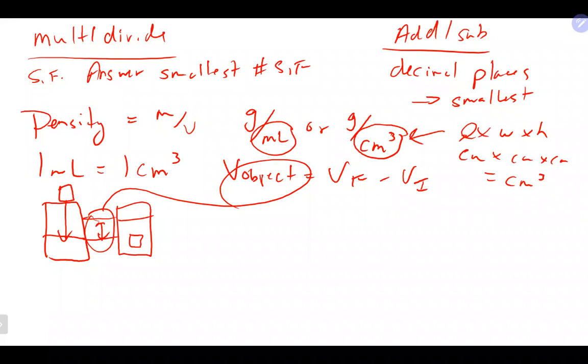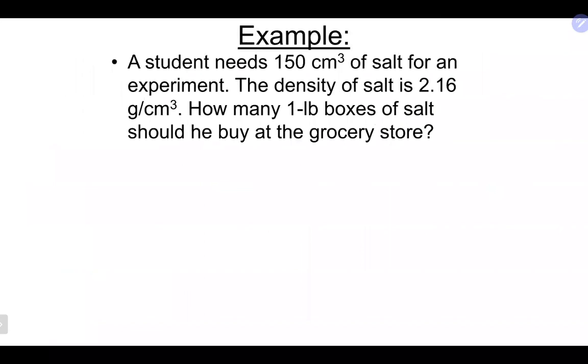Okay, so I think we have one more density example to roll with here, so we'll do that one. A student needs 150 cubic centimeters of salt in an experiment. The density of the salt is 2.16 grams per cubic centimeter. How many 1 pound boxes do they need? Remember a conversion that you need to know: 1 pound is 453.6 grams.